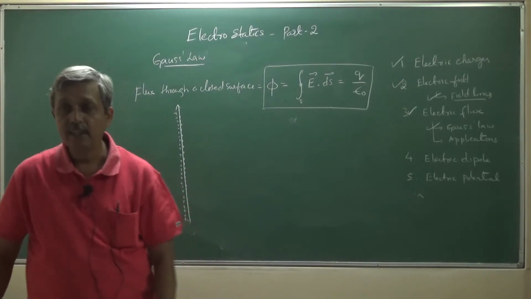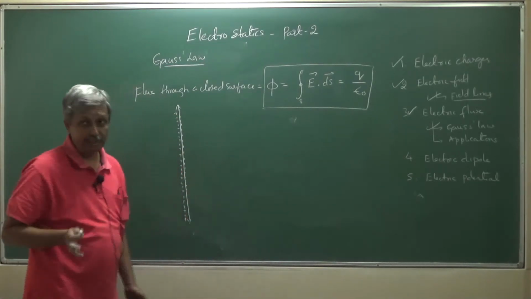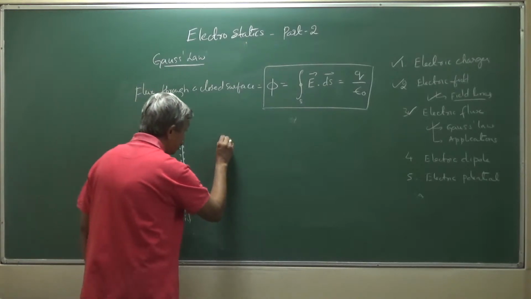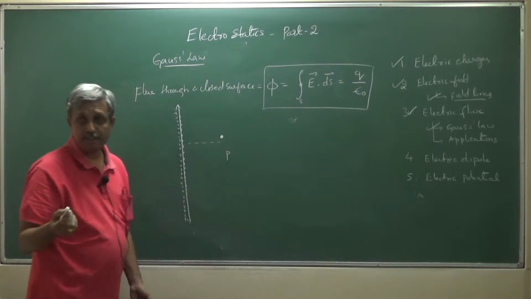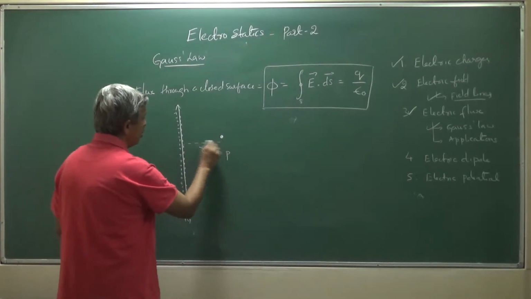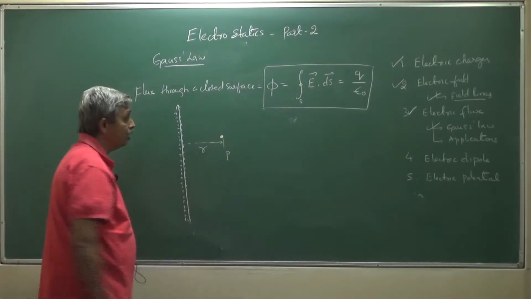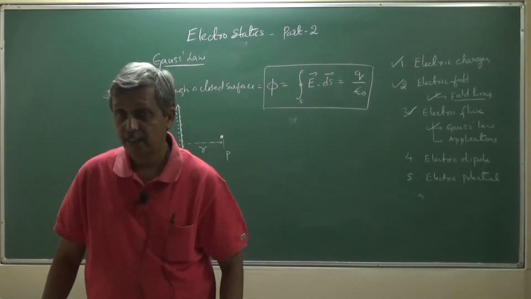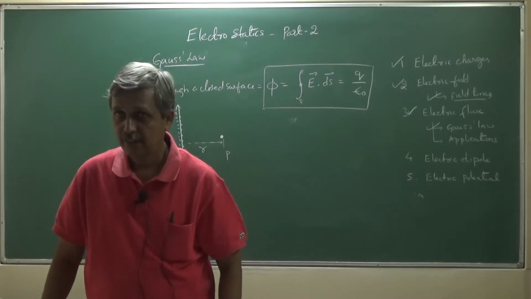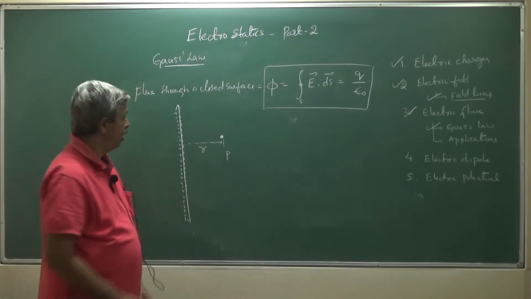And I will ask a question. Because this is an infinite line, what is the electric field at this point? At a distance, let's say 10 centimeters, or let's say r. So at a distance r, what is that? How are we going to calculate? That is the question.